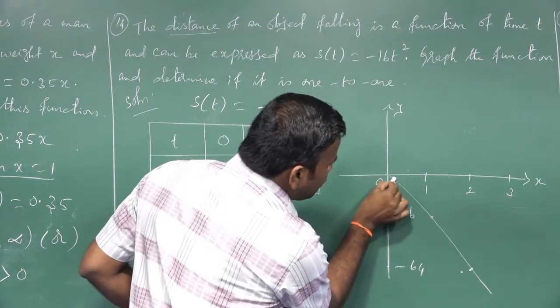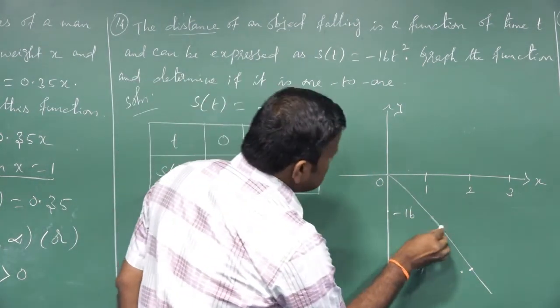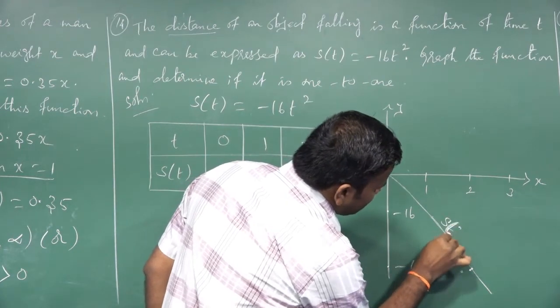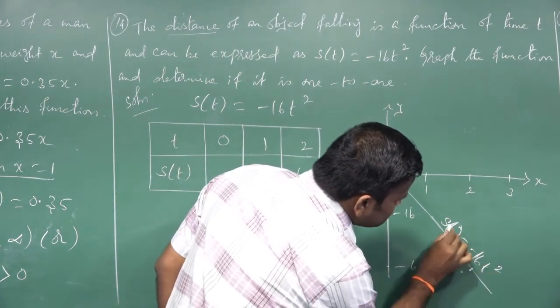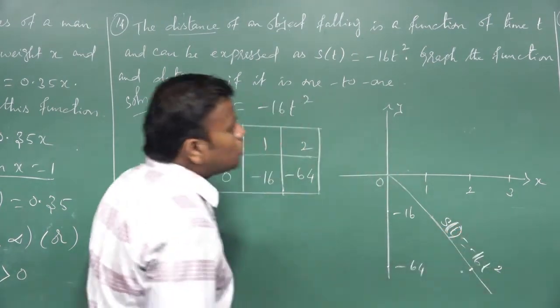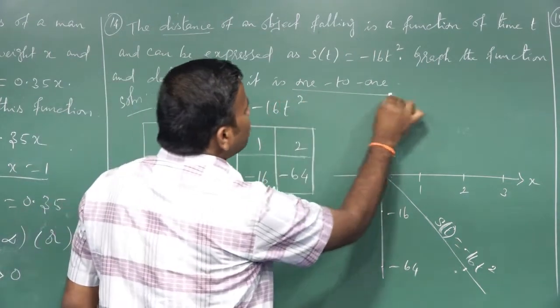So it is a graph of our given function s of t. The name of the function is s of t, and whose value is minus 16 t square. So the first answer is over: graph the function. Next, now we check whether it is one-to-one.